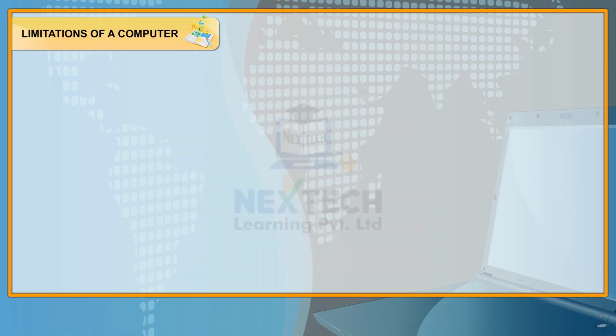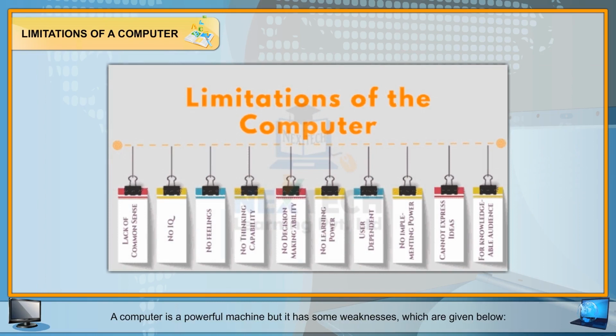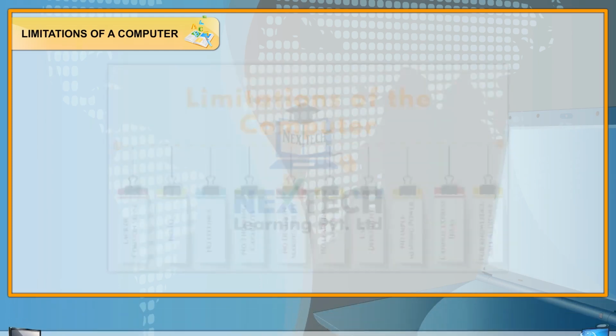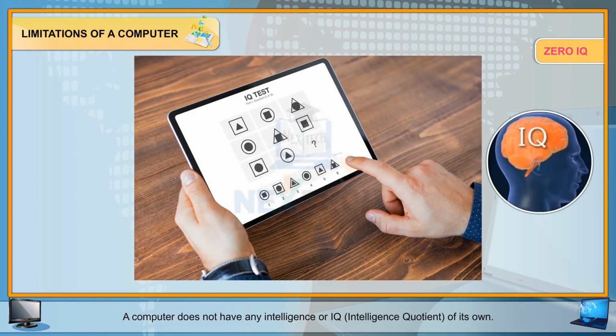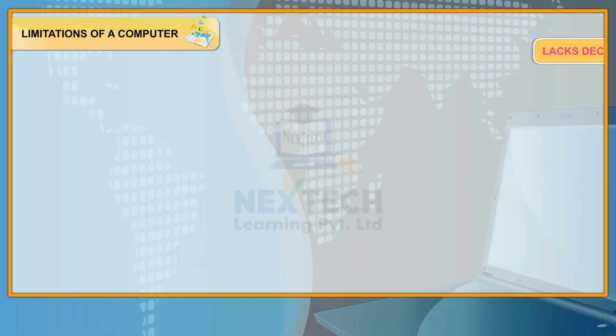Limitations of a computer. A computer is a powerful machine, but it has some weaknesses, which are given below. Zero IQ. A computer does not have any intelligence or IQ, intelligence quotient of its own. It works only within the limits of what it has been instructed to do. For example, if the input is wrong, it gives the wrong results.